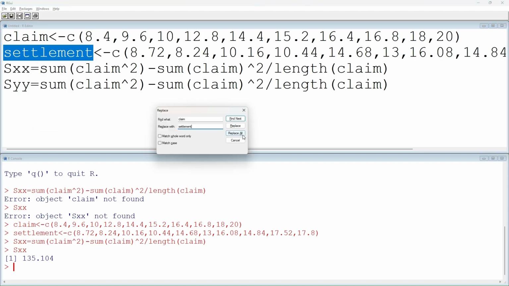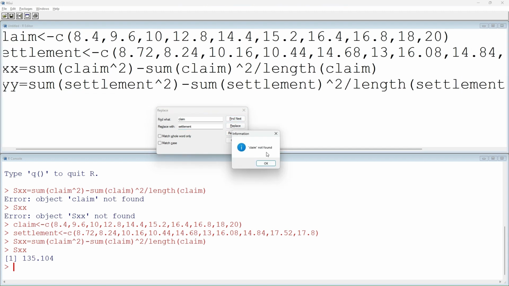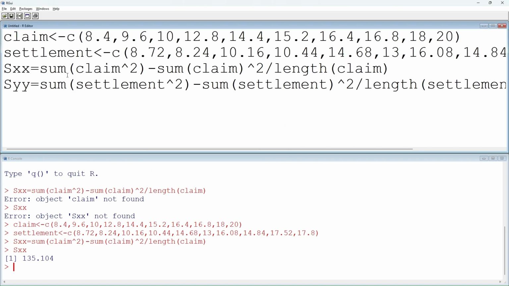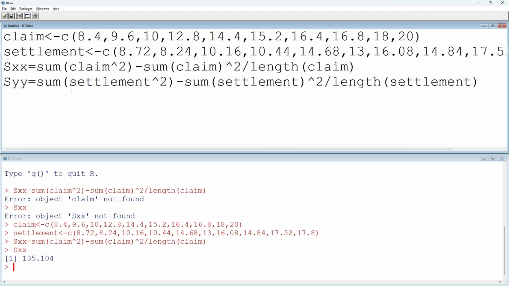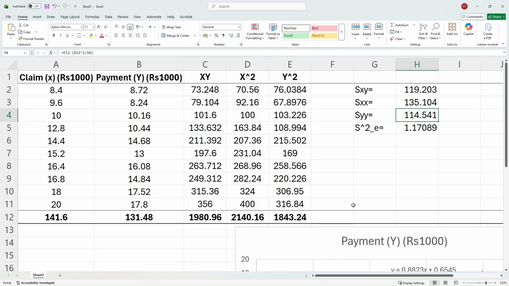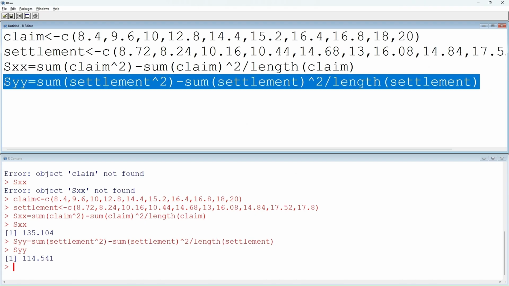You may write it one by one if you want. So we are going to come here and do replace. Here we go. That's all. And then we can execute that. And then you can just check the sum of squares of y, and you see that it is 114.541. Same thing.